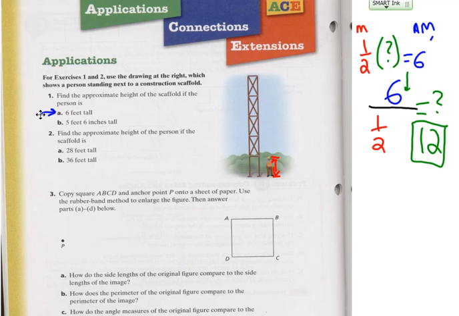So now when we need to solve for the height of the person, or I'm sorry, the height of the scaffold, let's start over here. We have our actual measurement, which is the unknown. We do not know the actual measurement. Then we have the measurement. So we're back to grabbing our ruler, and we're now going to measure the height of the scaffold.